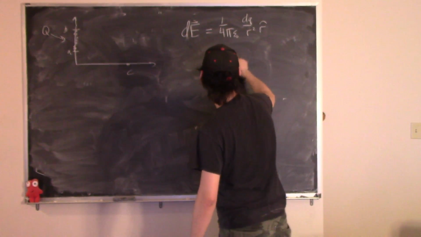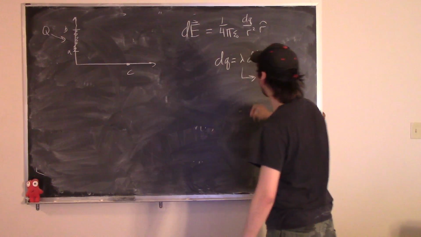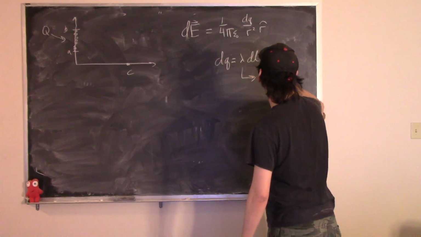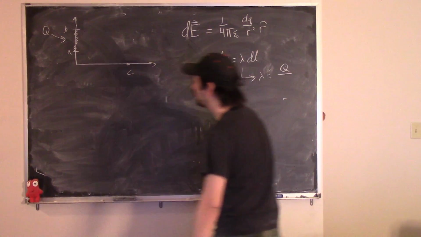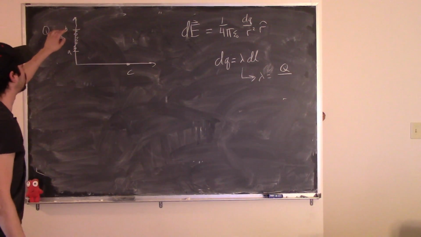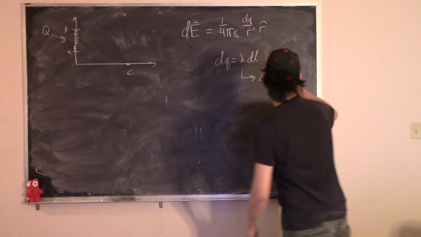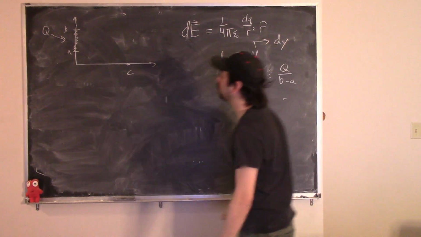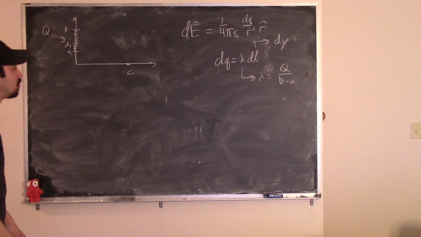Let's first figure out what dq is. In general, dq is equal to lambda dl. Lambda is going to be the charge per length, so lambda is equal to the total charge Q divided by the length that it's spread over. This is going to be a length of b minus a. dl is just going to be dy, because that's where our infinitesimals reside.